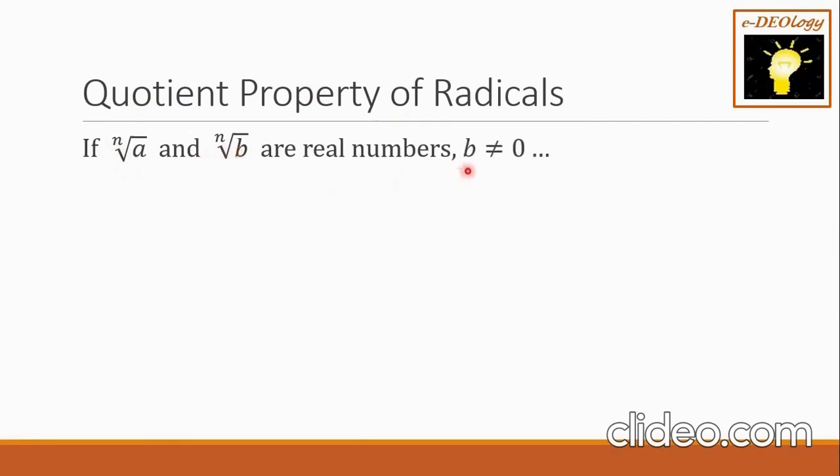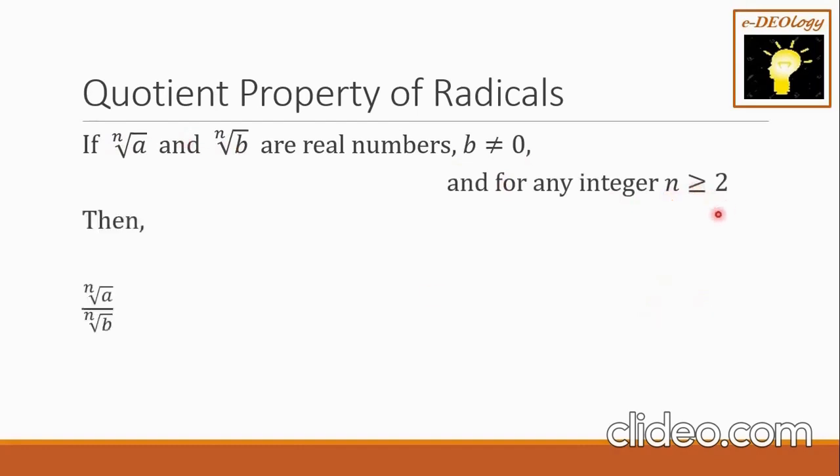Another condition is that B, this B is the radicand of the second radical here, should not be equal to 0. And for any integer n, that is the index, should be greater than or equal to 2. Then, if we're going to divide the nth root of A by the nth root of B, the answer will be a big radical here with index n. Inside the radical is a fraction with numerator A and denominator B. So this is the quotient property of radicals.